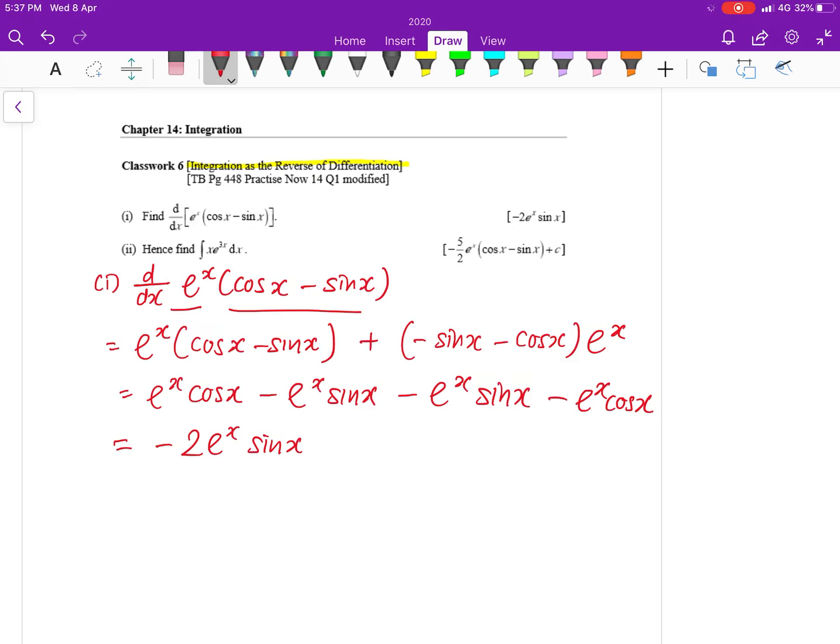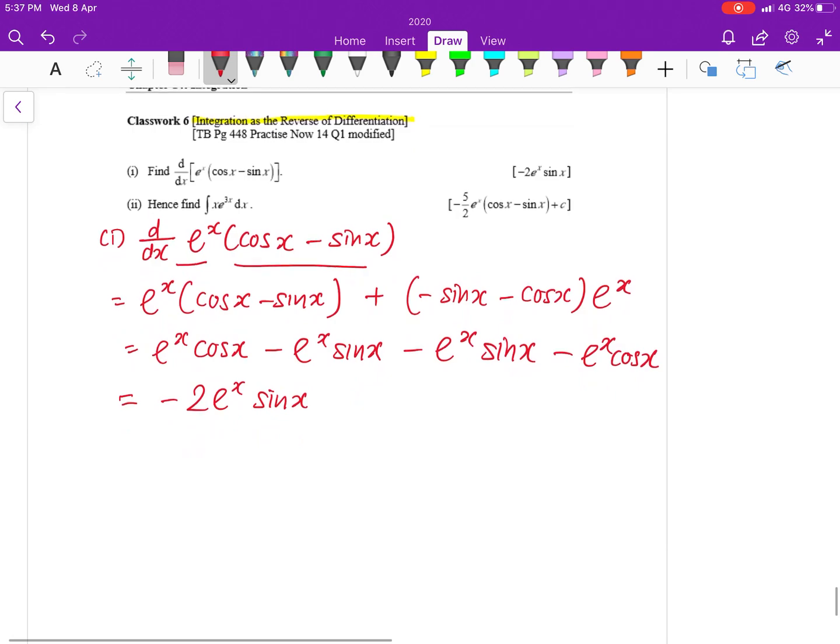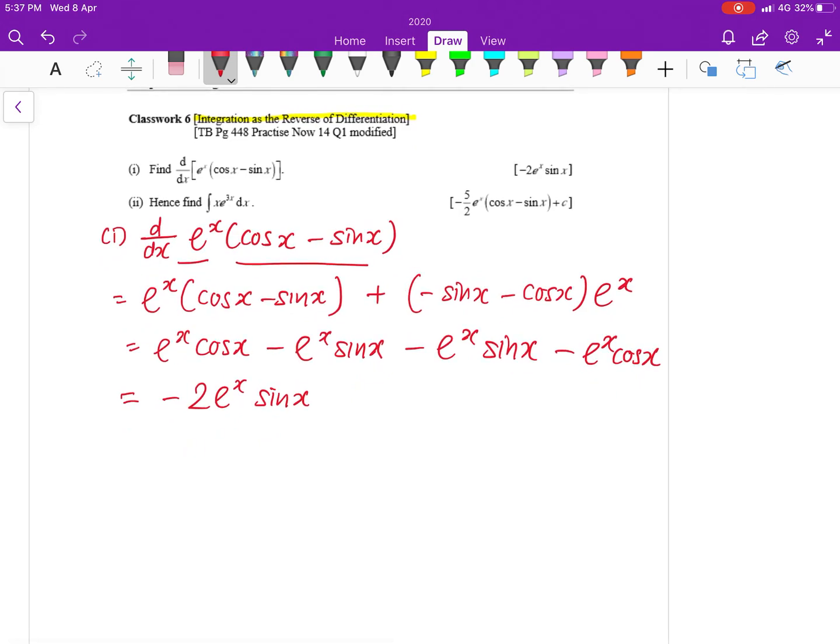Let's look at the next question. Integrate x e3x. So how to do this question? This question is slightly more difficult because you don't really see the sine x. So how do we do this question? Don't worry, we will apply a different method. First, I need to take a look at the question itself, which is integrate x e3x dx.